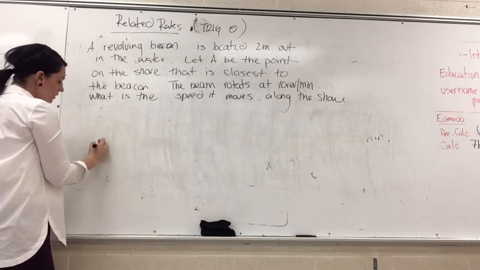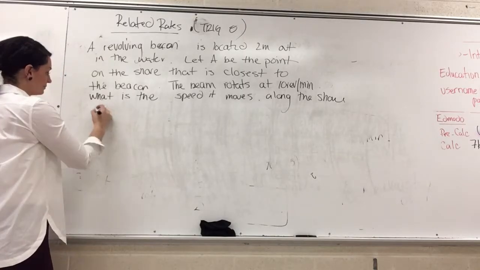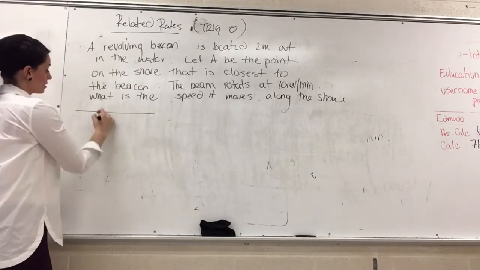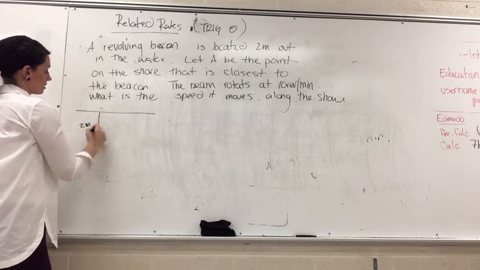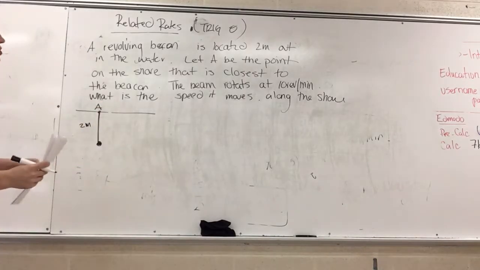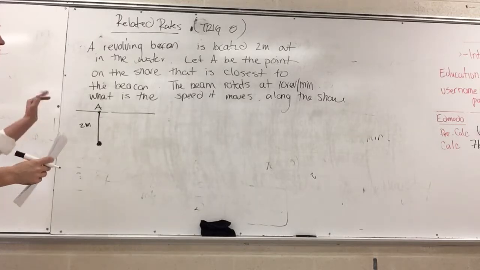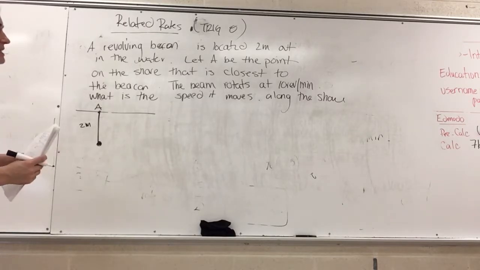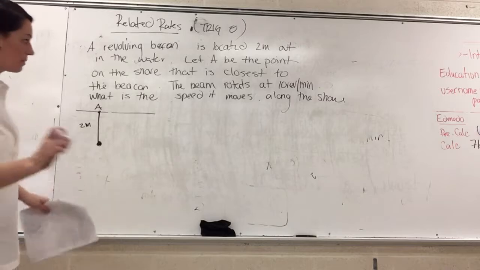So a revolving beacon is located 2 meters out in the water. Okay, so here I am out in the water. Here's the shore. So this is 2 meters. This is point A, that's the nearest point on the shore that is closest to the beacon. The beacon rotates at 10 revolutions per minute.